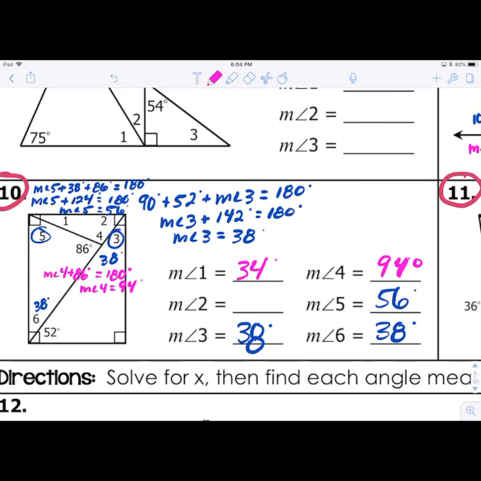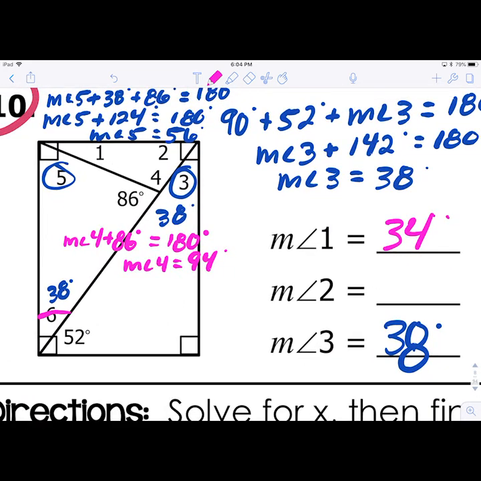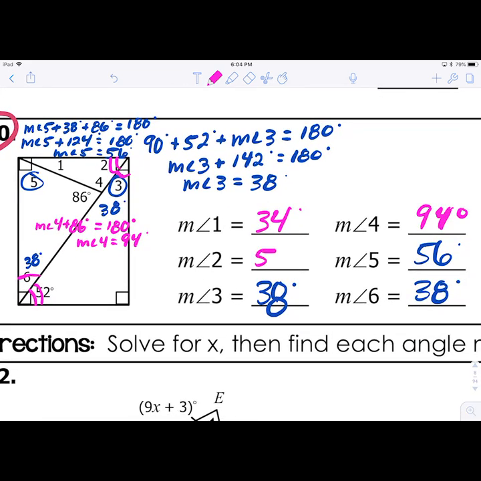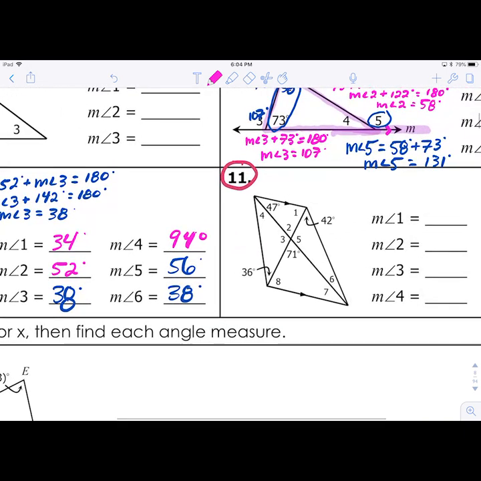And then finally, you can go about finding angle 2 in a similar way. Actually, we already established, because these two angles are congruent, that angle 2 will be congruent to this one down here, which is 52 degrees. So you just got to use your previous knowledge if you want to work it faster. If not, you can, by all means, just add everything up. All right, let's move on to 11.